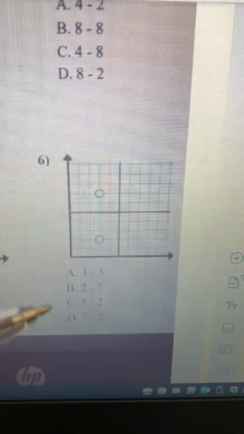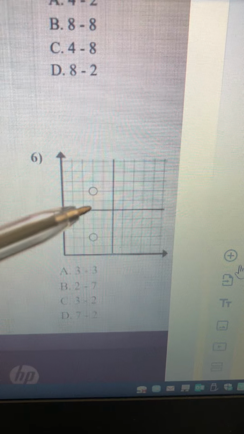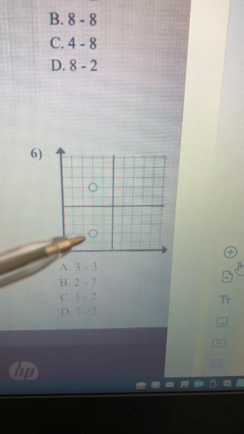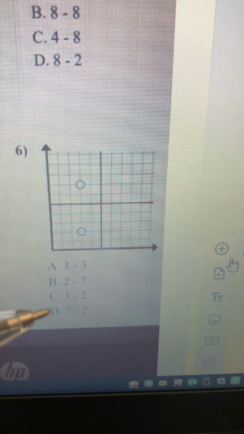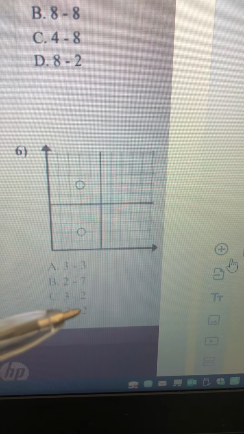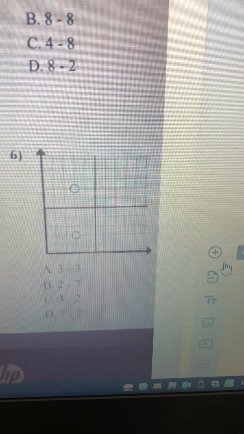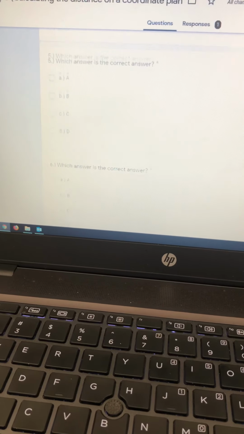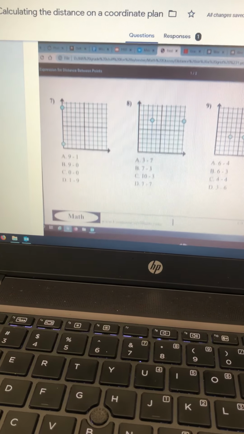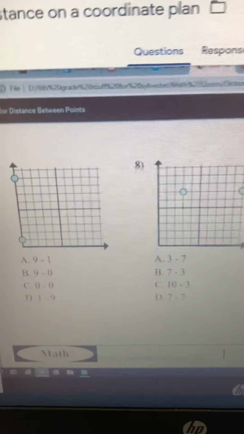Number 6. Looks like we got 1, 2, 3, 4, and 5. So there's 5 spaces in between, and the one that best represents that would be letter D. 7 minus 2 is 5. All right. Pretty easy. Moving right along to the next set right here, 7, 8, and 9.